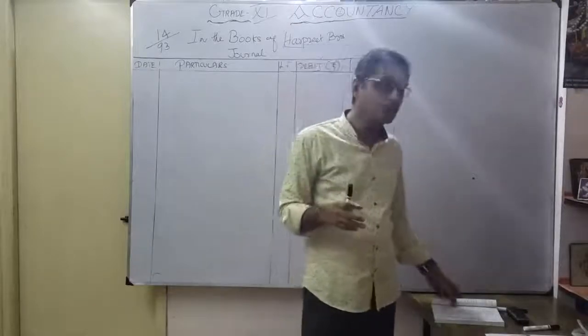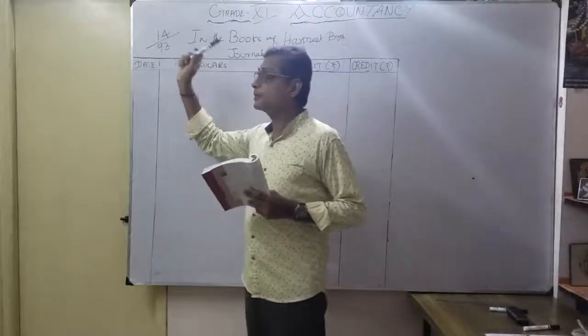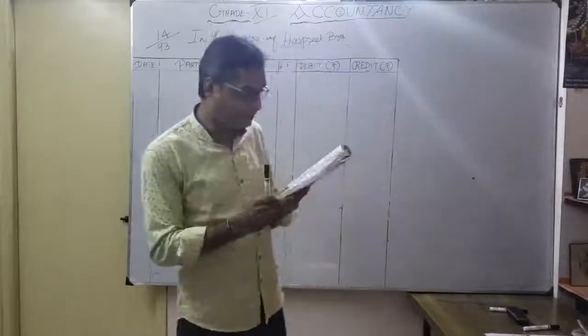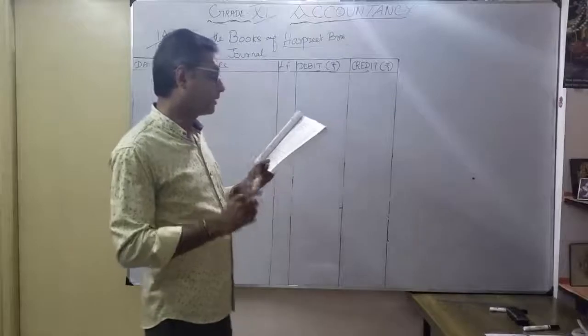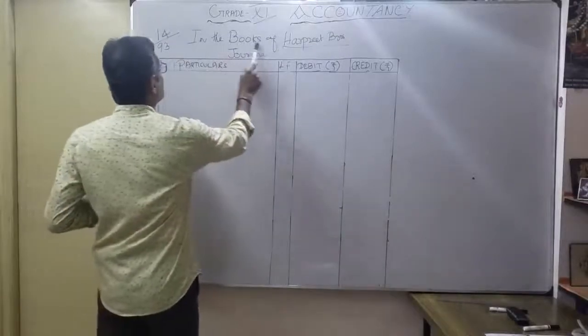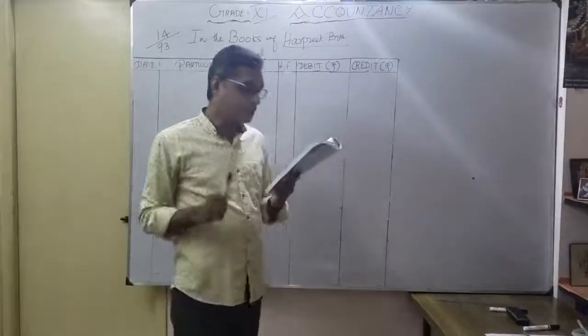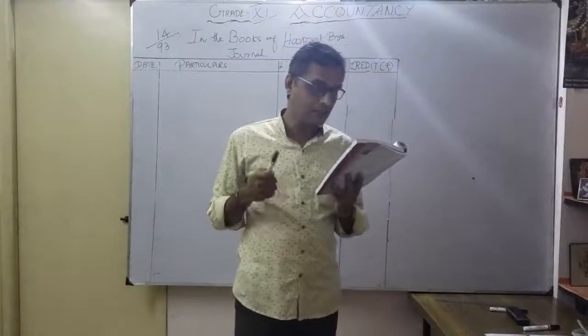Now we are going to take each and every transaction. Page number 93, sum number 14. What is given? Journalize the following transactions in the books of Arpreet Brothers. For the first transaction, 1000 due from Rohit is now bad debts.